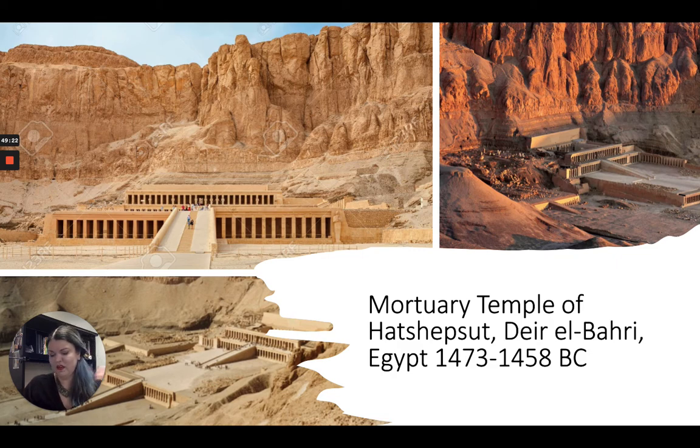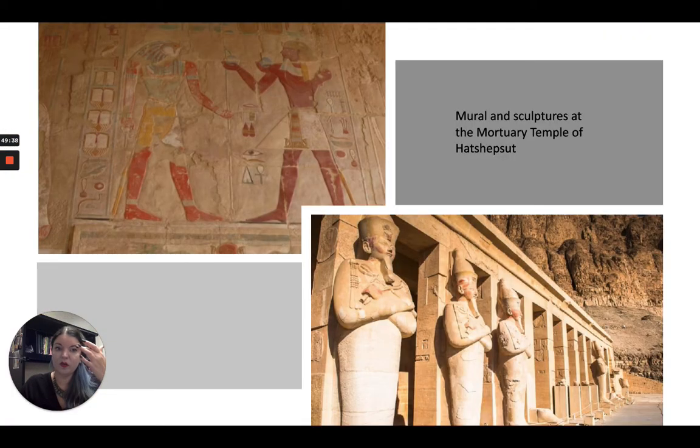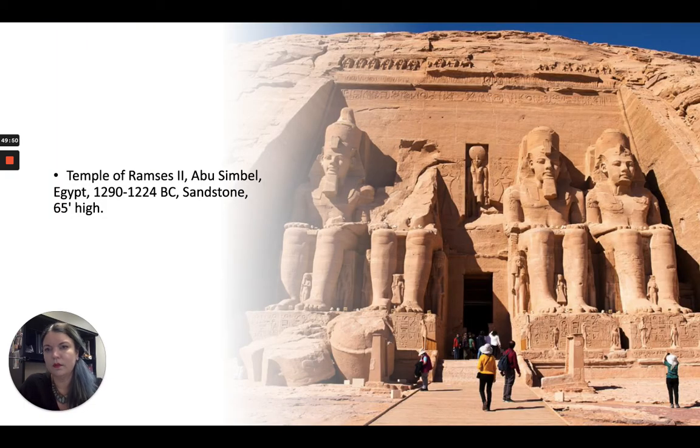She claimed to not just be the daughter of the king, Thutmose, but she says that she was actually the daughter of Re, of Amun, the sun god, the creator god. So she made all kinds of claims and sold them pretty well to her constituents. So here's some closer images of her, some of the artwork at the complex. So we see the mural and some sculptures at her temple.